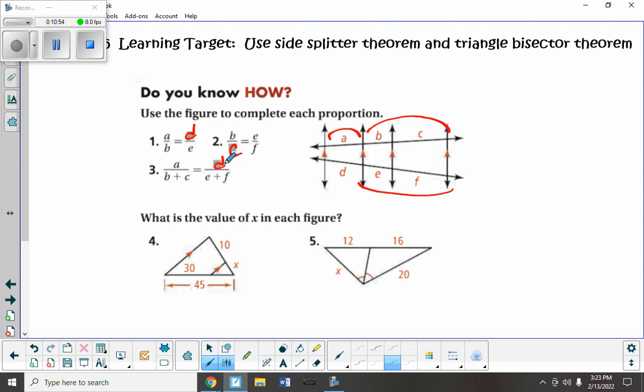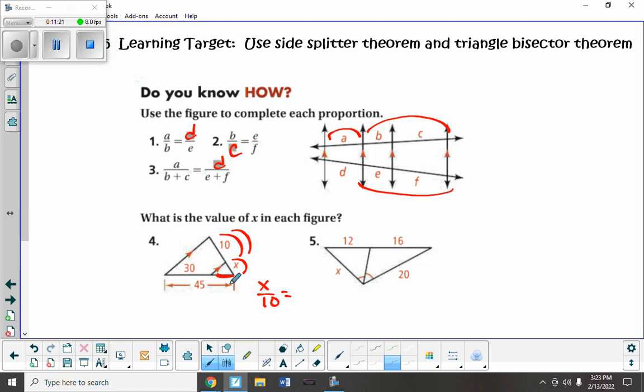In the next one, it says, what is the value of X in each figure? Well, here again, we have the parallel lines inside the triangle. So the sides are going to get divided. This is your side splitter. So X is to 10 as, let's see here, it's going to be basically this little part to this part of the triangle, and then this right here, but we don't have a length right here, so we have to do some figuring first.